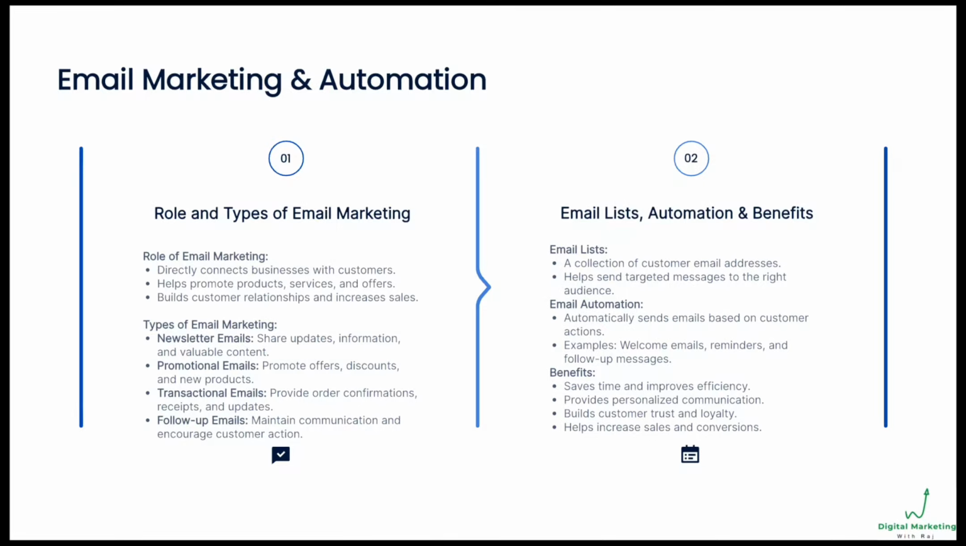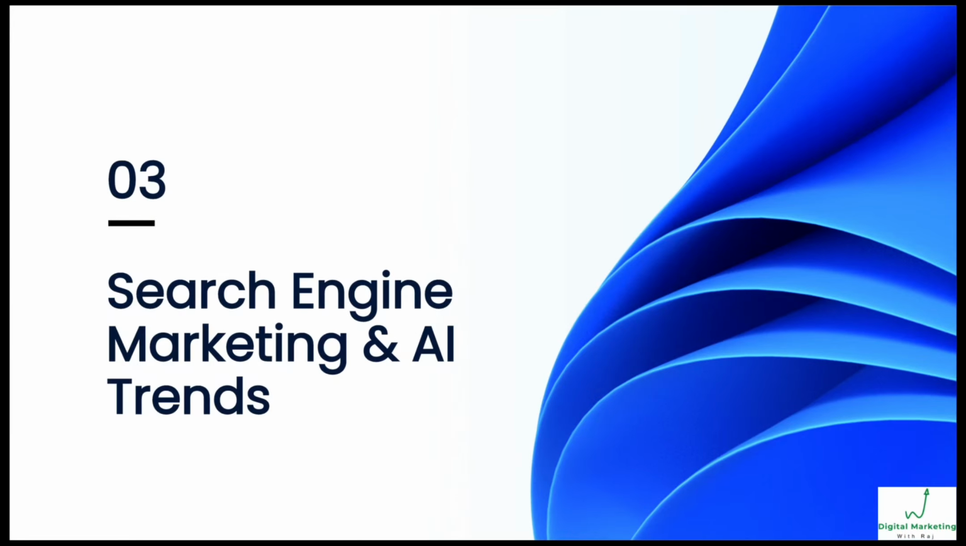Next, businesses collect email lists to send messages to the right audience. With email automation, emails are sent automatically based on customer actions. For example, welcome emails, reminders, and follow up messages. The main benefits of email marketing are that it saves time, provides personalized communication, builds customer trust, and helps increase sales.